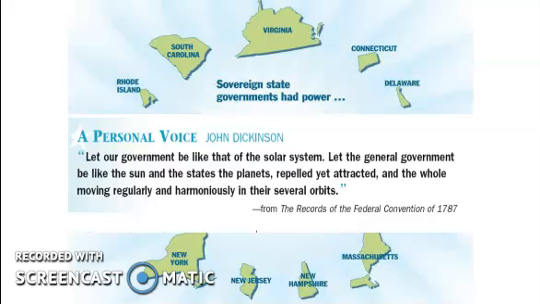John Dickinson, writing to the records of the federal government in 1787, said, "Let our government be like that of the solar system. Let the general government be like the sun and the states the planets, repelled yet attracted, and the whole moving regularly and harmoniously in their several orbits." Leading us to key point number 3.